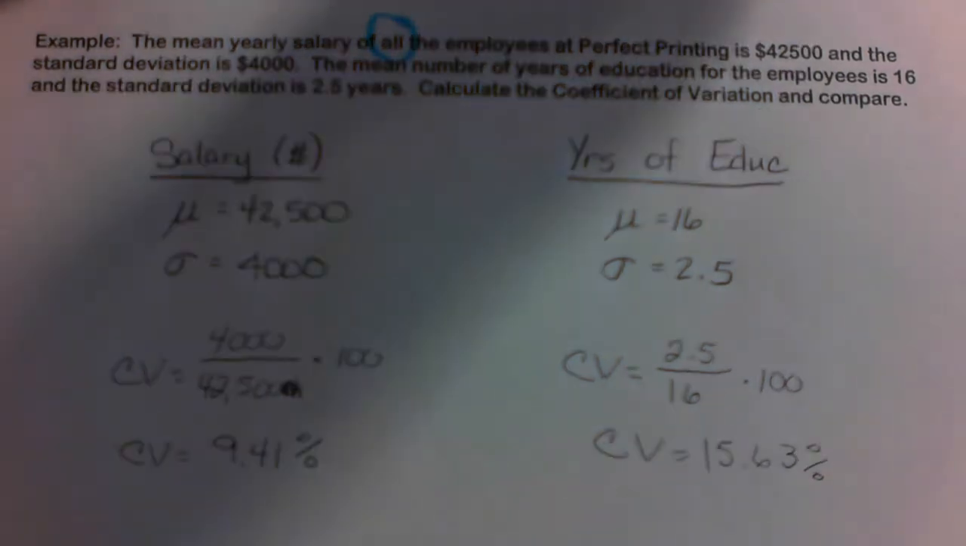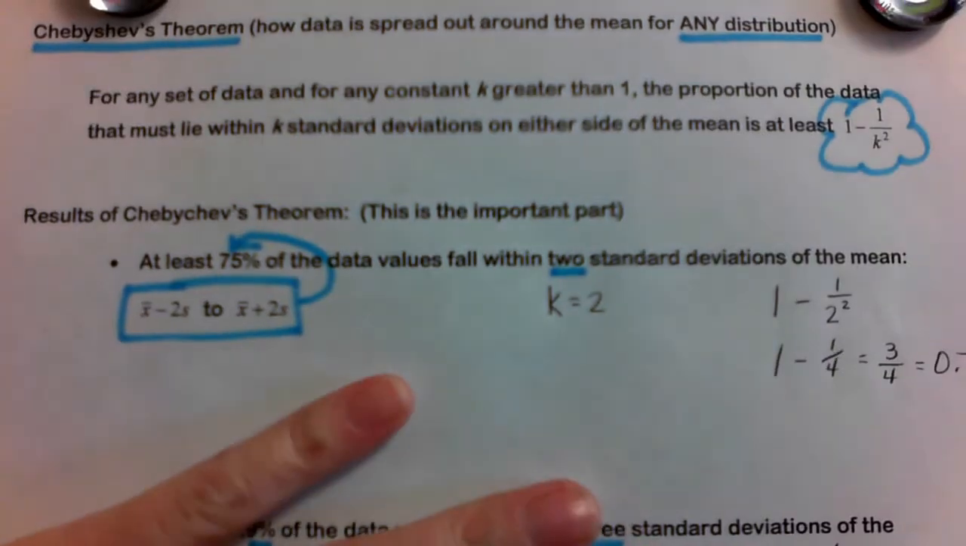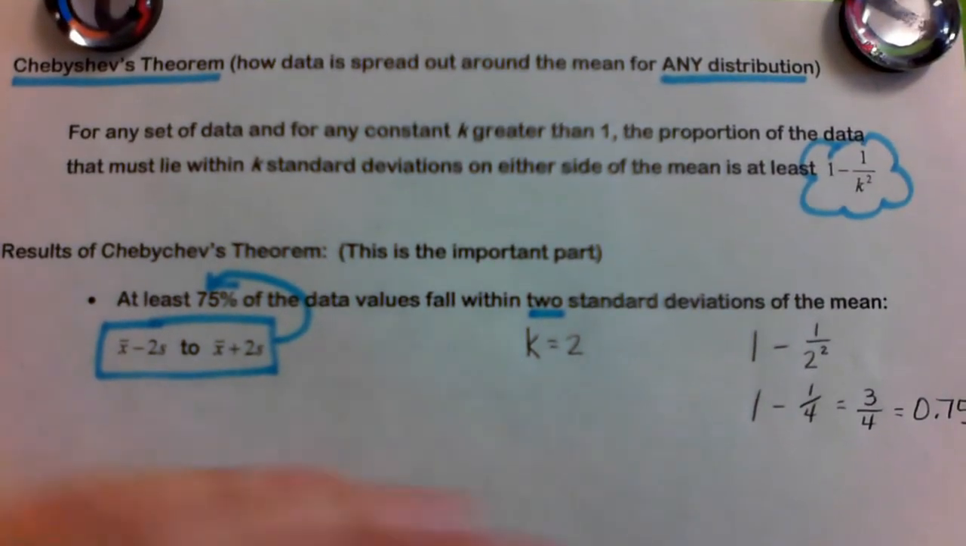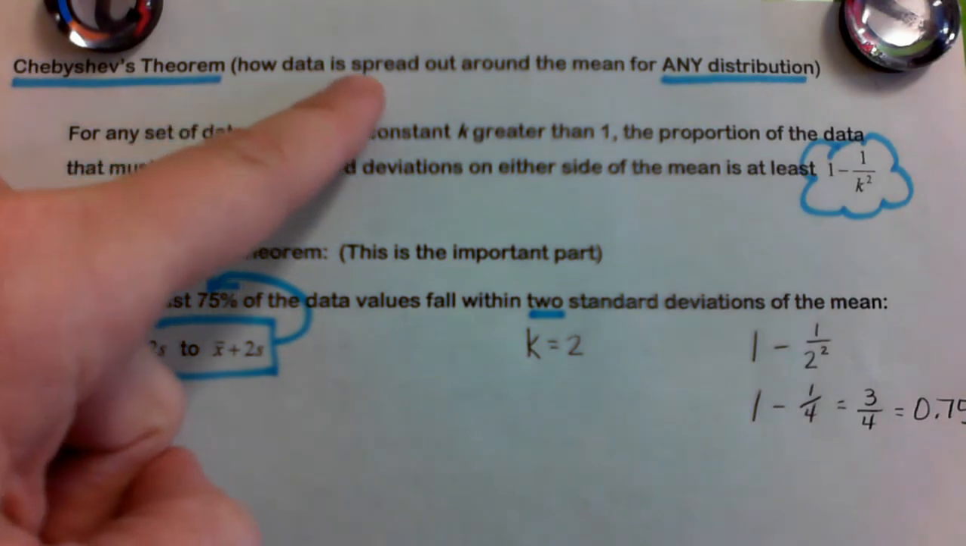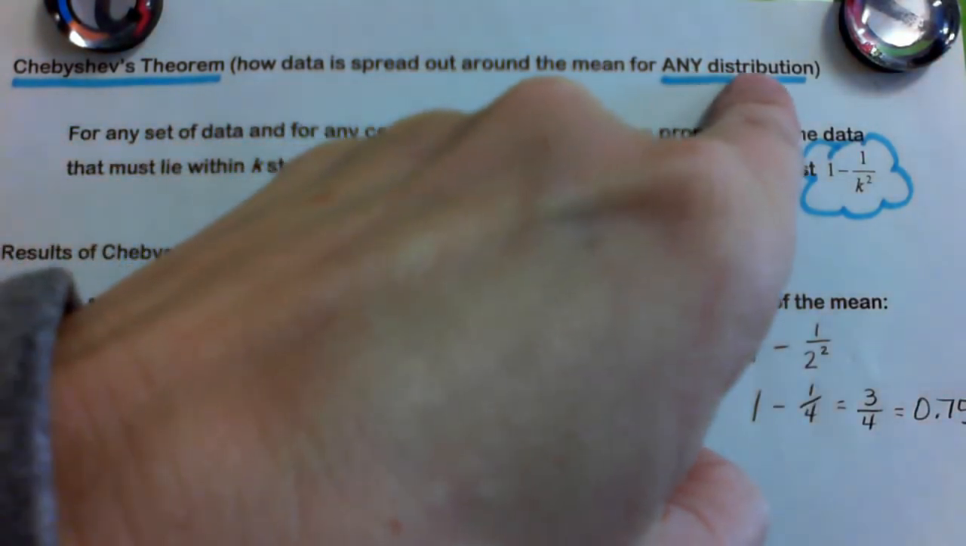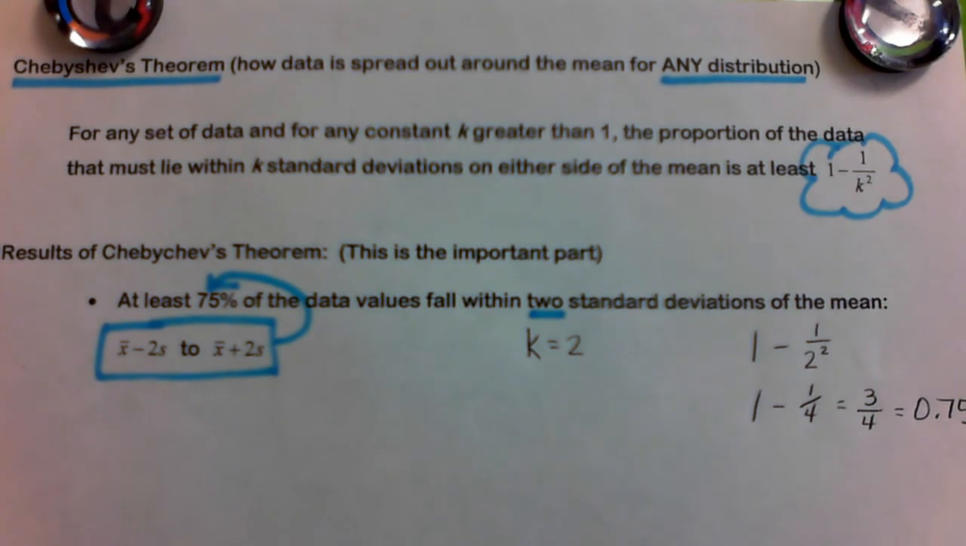The last thing that we're going to learn to calculate in 3.2 is what is called Chebyshev's theorem, and don't ask me who names these people, I don't know. Chebyshev's theorem. And this is how the data is spread out around the mean for any distribution. Now, the reason it says any distribution, if you recall, the different distribution shapes are symmetrical, skewed left or right, uniform or bimodal. What this means is it works for any of those. So here's what it reads.